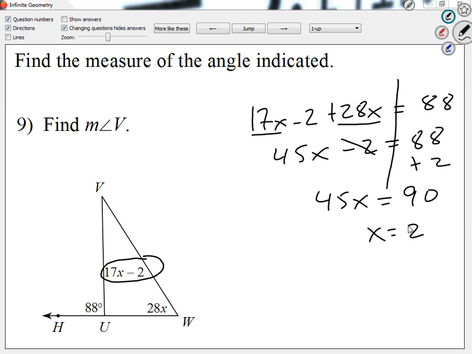17x minus 2. So go 17 times x minus 2. How much is that? 32. Alright, so our answer is 32 degrees. Once again, here I'm asking you guys to solve for x and then plug it in.